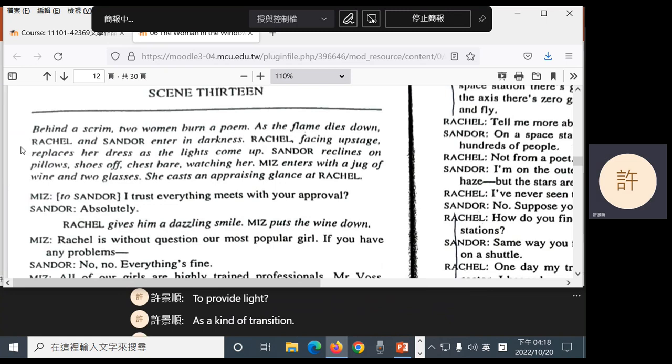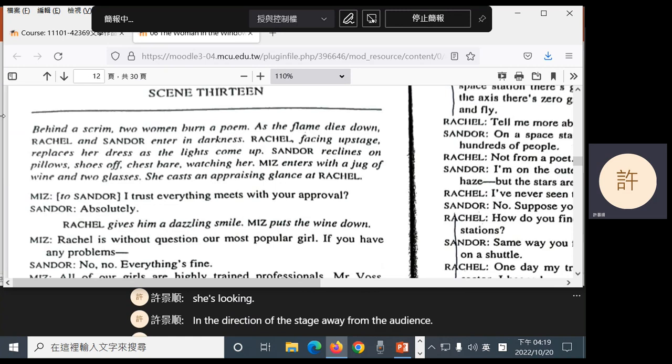And so there will be a moment during this transition where four people will be on stage. Two women burning a poem behind a screen, and Rachel and Sandor, who enter in darkness. Rachel facing upstage, which means away from the audience. She's looking in the direction of the stage, away from the audience.